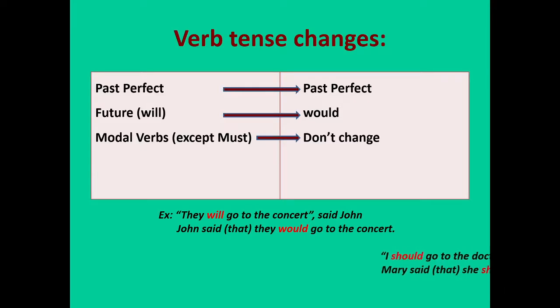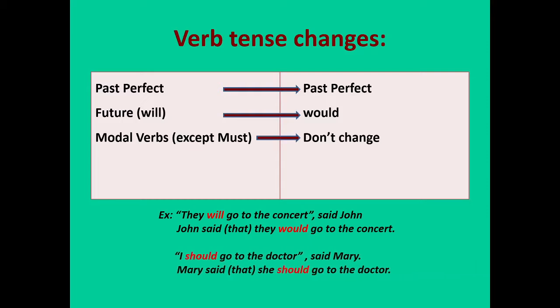Now, we have the sentence, I should go to the doctor, said Mary. So, we have to repeat it. Mary said that she should go to the doctor. As you can see, will changes into would, and the modal verb should doesn't change. It has to be the same, should and should.